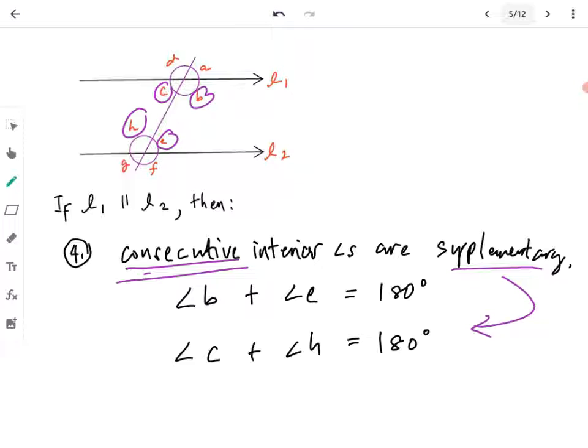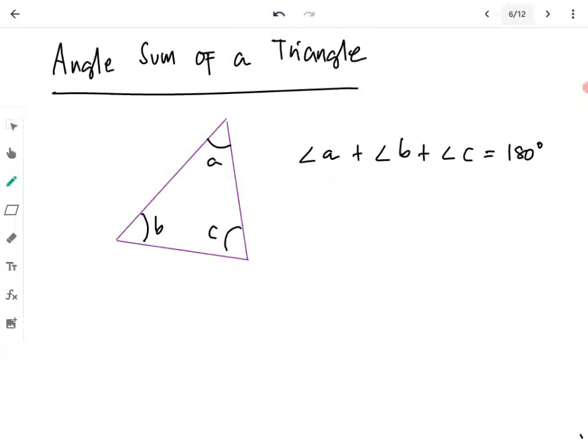So that's the next important concept in geometry that will just pop up anywhere in geometry problems. Okay, next we have the angle sum of a triangle. This is very famous for us. When we add all the interior angles in a triangle, they all add up to 180 degrees.